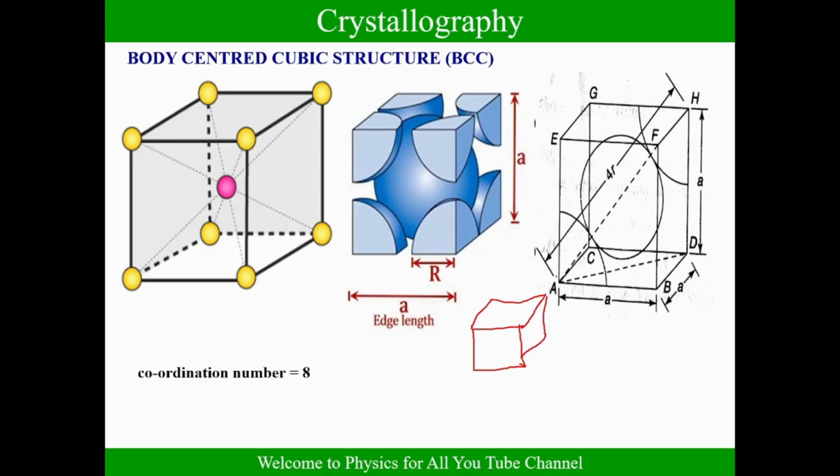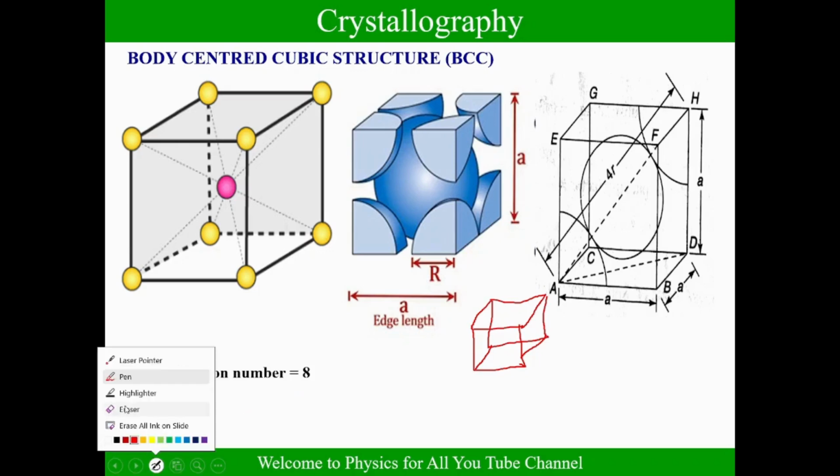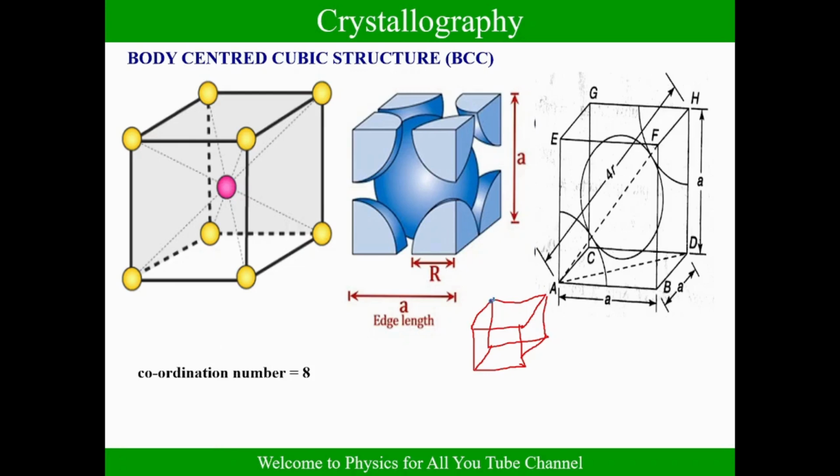Now in this body centered cubic structure, 8 corners are present. At the 8 corners of the unit cell, 8 atoms are present. So this is the first corner atom, second corner, third corner, fourth corner, fifth one, sixth one, seventh one, eighth one.